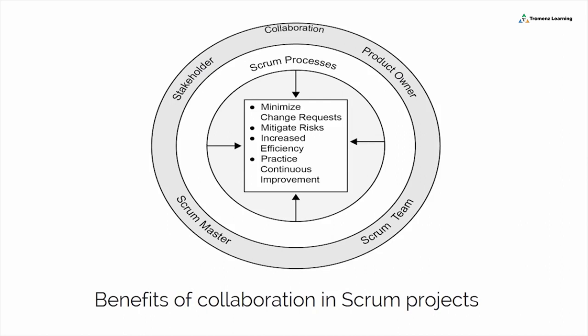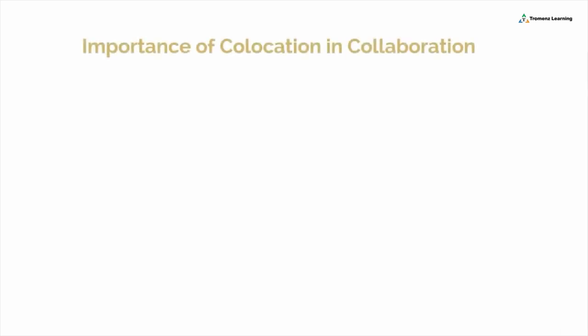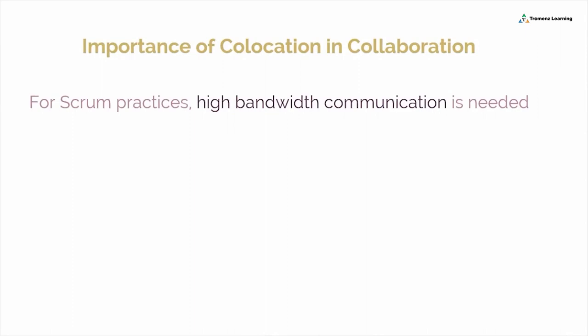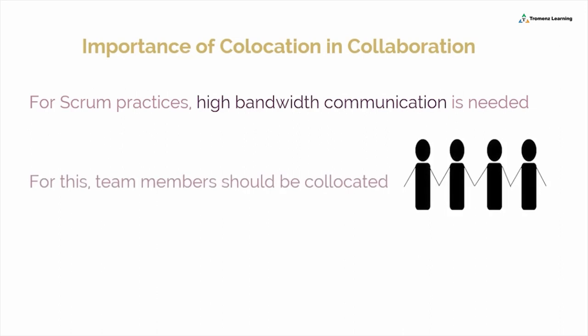Pause this video if you wish to study the displayed diagram. It provides an illustration of the benefits of collaboration in Scrum projects. We'll now consider the importance of co-location in collaboration. For many of the Scrum practices, high bandwidth communication is required. To enable this, it's preferred that team members are co-located.